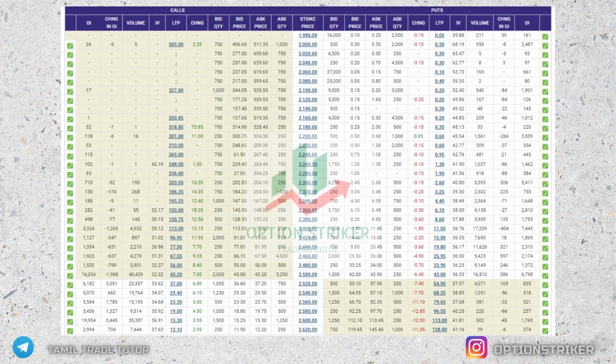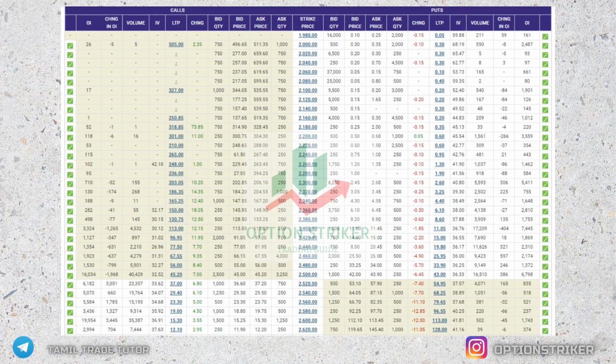Now we will look at other important values in option chain. First one is OI, open interest. If you look at the first column on the call side and the last column on the put side, it represents open interest. Open interest is an open contract at a specific strike price. It is an outstanding contract held by market participants or traders at the end of the day.